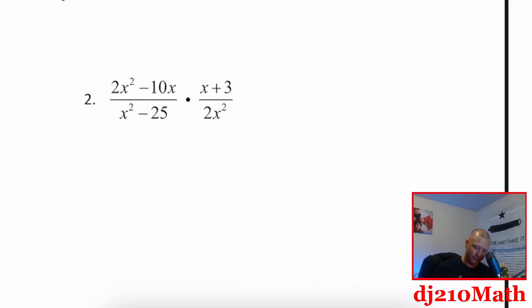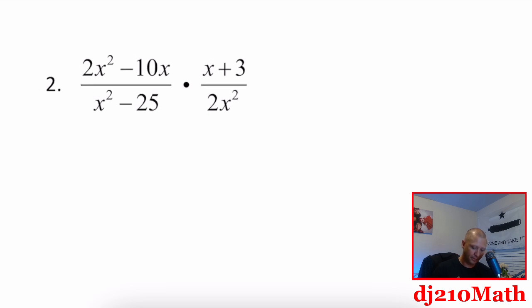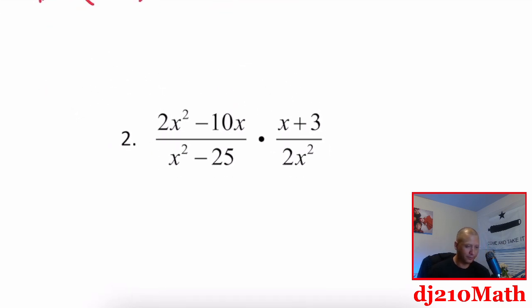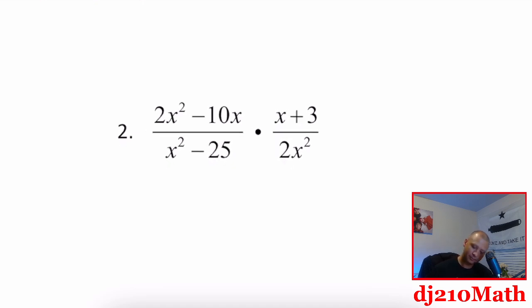Okay, let's look at the second one. Again, we're looking at top left, top right, bottom left, bottom right. All right, GCF here. We've got a 2, so I can take out a 2. They each have an x, so I can take out an x. One side has x squared, but that's okay, there's an x left behind. This is going to be x minus 5.